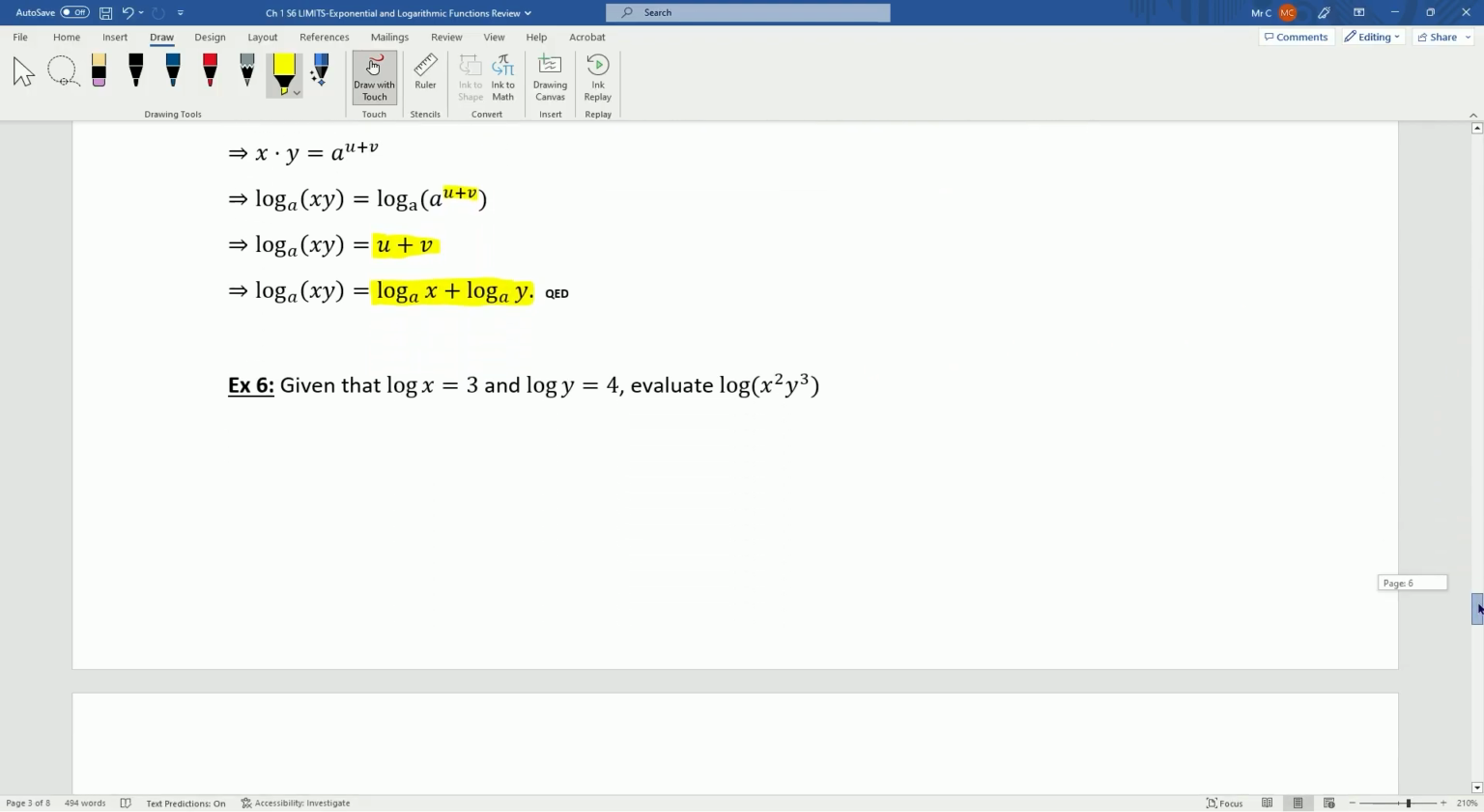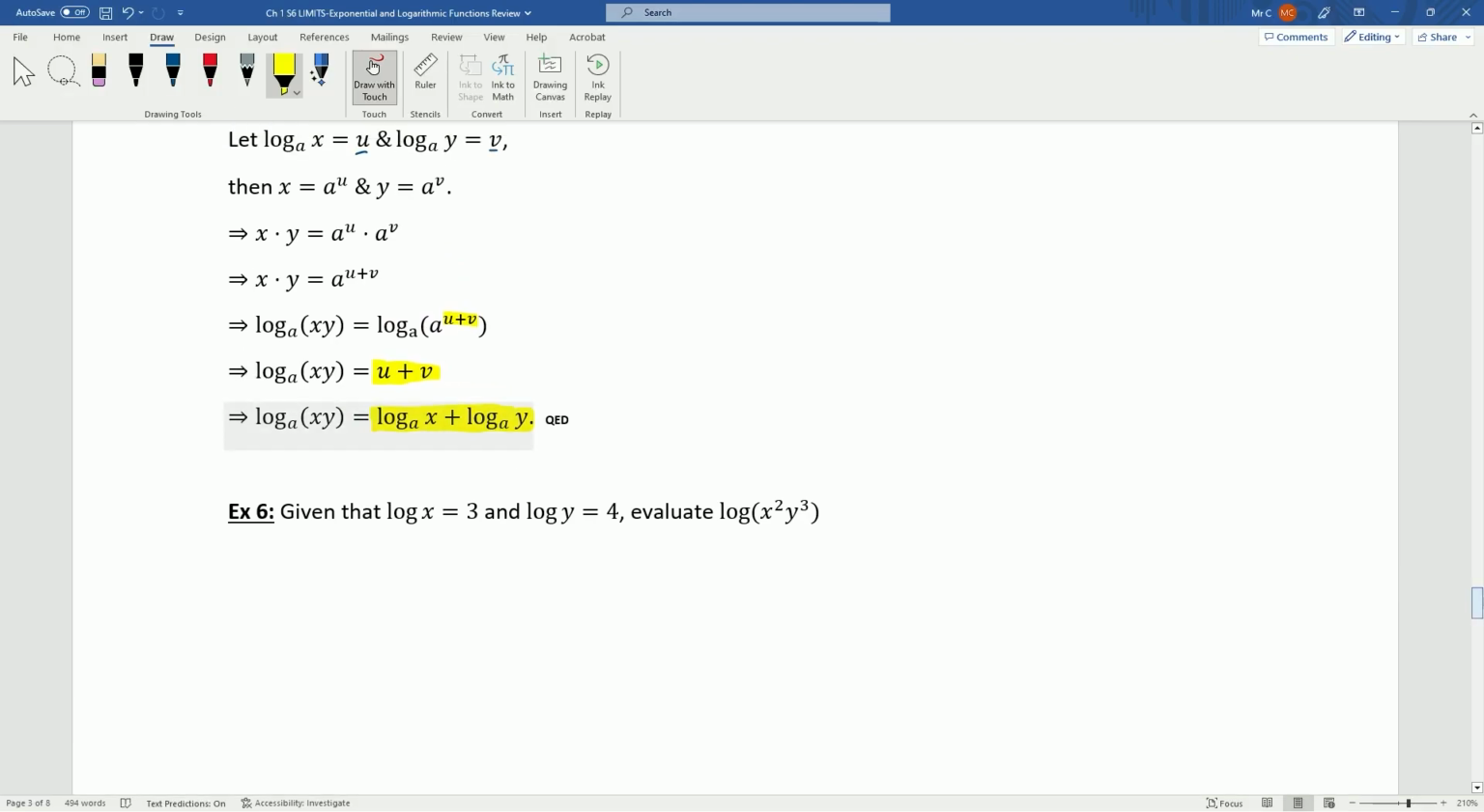Okay, so let's go ahead and tackle an example. Given that log base 10, or log of x equals 3 and log of y equals 4, evaluate log of x squared times y cubed inside the logarithm. Well, I have to somehow figure out how to rewrite this to where I have expressions that are just log of x and log of y. But I have this product inside, so if I use the product rule, what do I get? I get log of x squared plus log of y cubed.